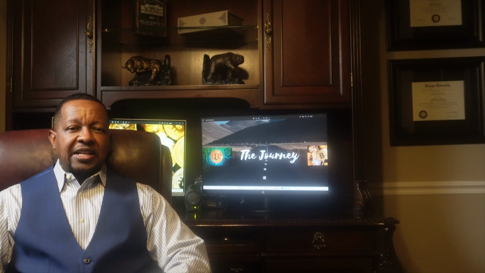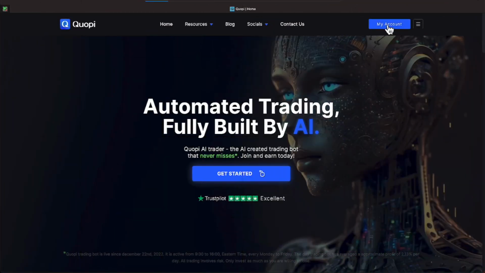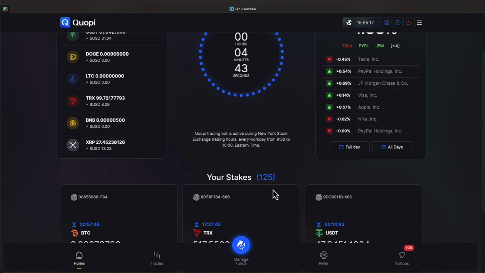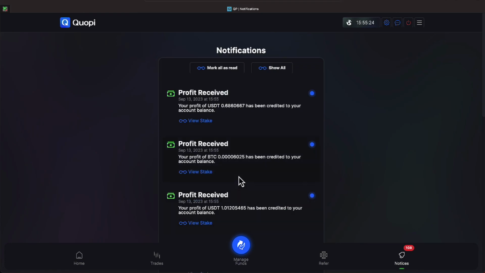The New York Stock Exchange plus Quopi equals passive earnings. Let's log on to the computer and see about those earnings. Okay, team, it is Wednesday, September the 13th. The market is not closed, but I want to go ahead and get some funds locked down, everyone. We have 125 stakes and we have 108 notices. Let's go through these notices right quick.